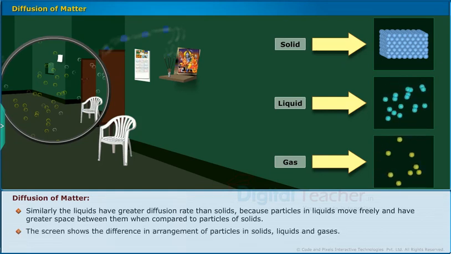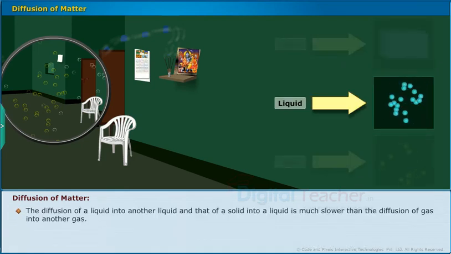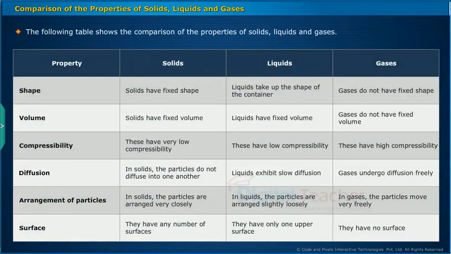The screen shows the difference in arrangement of particles in solids, liquids, and gases. The diffusion of a solid into another solid substance is negligible due to the immobility of particles in solids. The diffusion of a liquid into another liquid and that of a solid into a liquid is much slower than the diffusion of gas into another gas. The following table shows the comparison of the properties of solids, liquids and gases.